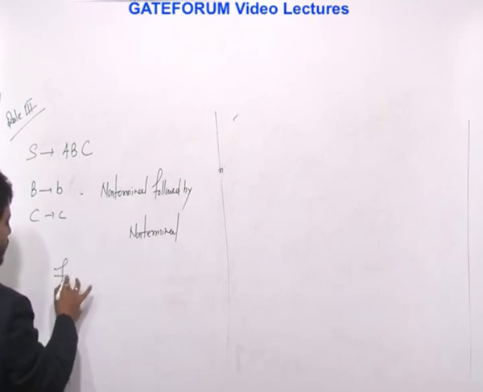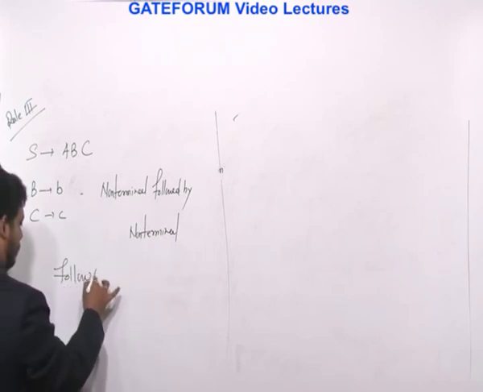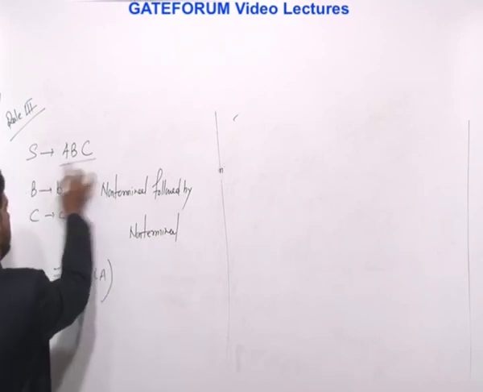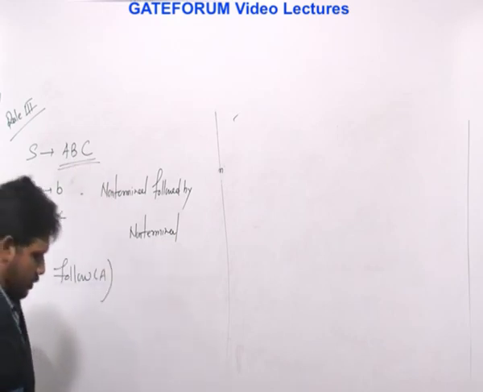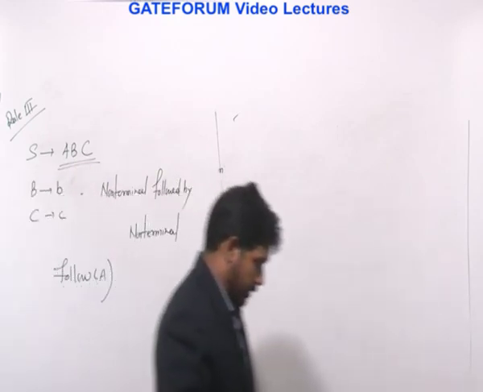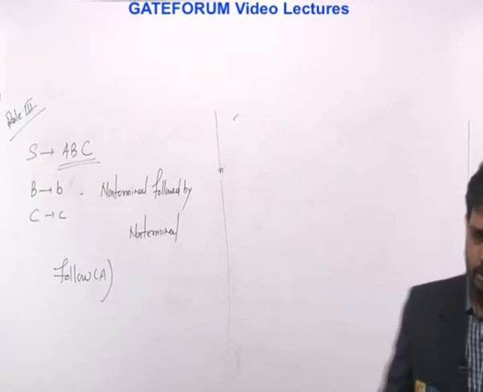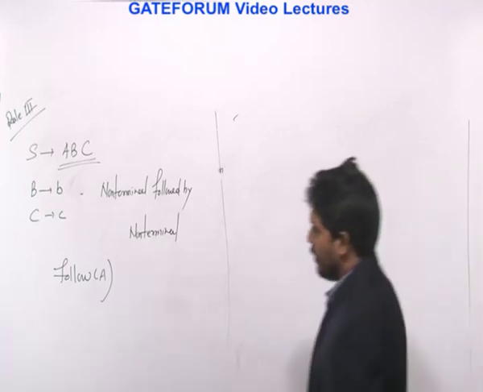Okay, so follow of A, what? Follow of capital A. Where A is present, here A is present. But after this A, there is no terminal. There is a non-terminal. So what should be your answer? Follow of A should be equal to what?